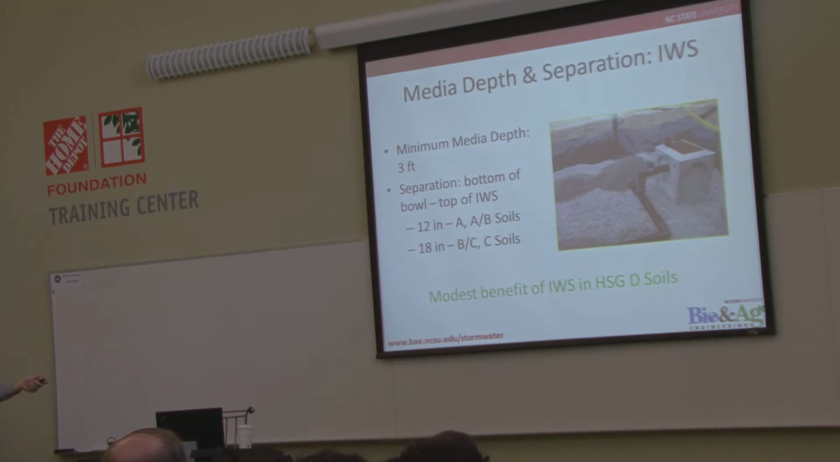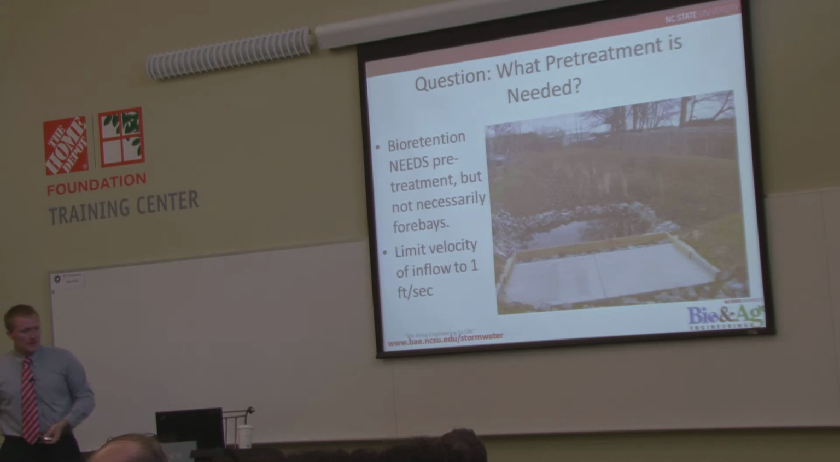So what we say is we need 12 inches of separation from the bottom of the bowl to the top of the IWS for A or B soils. And then for B, C, or D soils, we give it 18 inches of media before you get to the top of your internal water storage zone so that you have that aerobic layer in the soil that allows the plants to grow and thrive. Does that make sense to everybody? So that's our typical guidance for that.